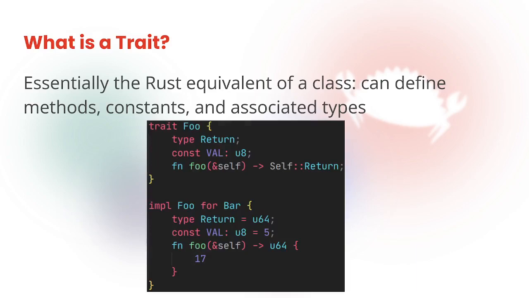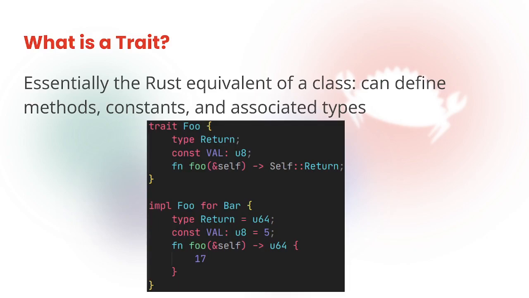All right, what is a trait? It's like the Rust equivalent of a class. You can define methods, constants, and associated types. So this is an associated type, right? This is sort of unique: you can have types bound to traits. This is a constant, and this is a method. Note the use of the self type here. The self type is a type implementing the trait. And this is how you get an associated type.